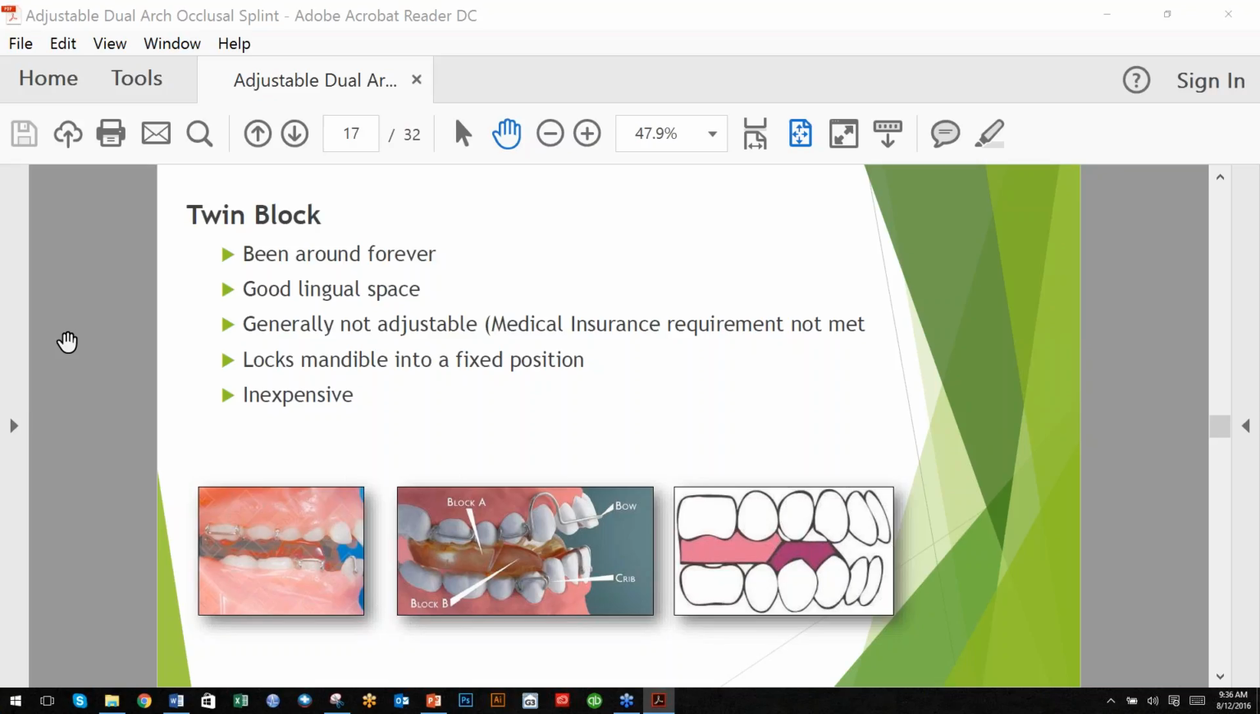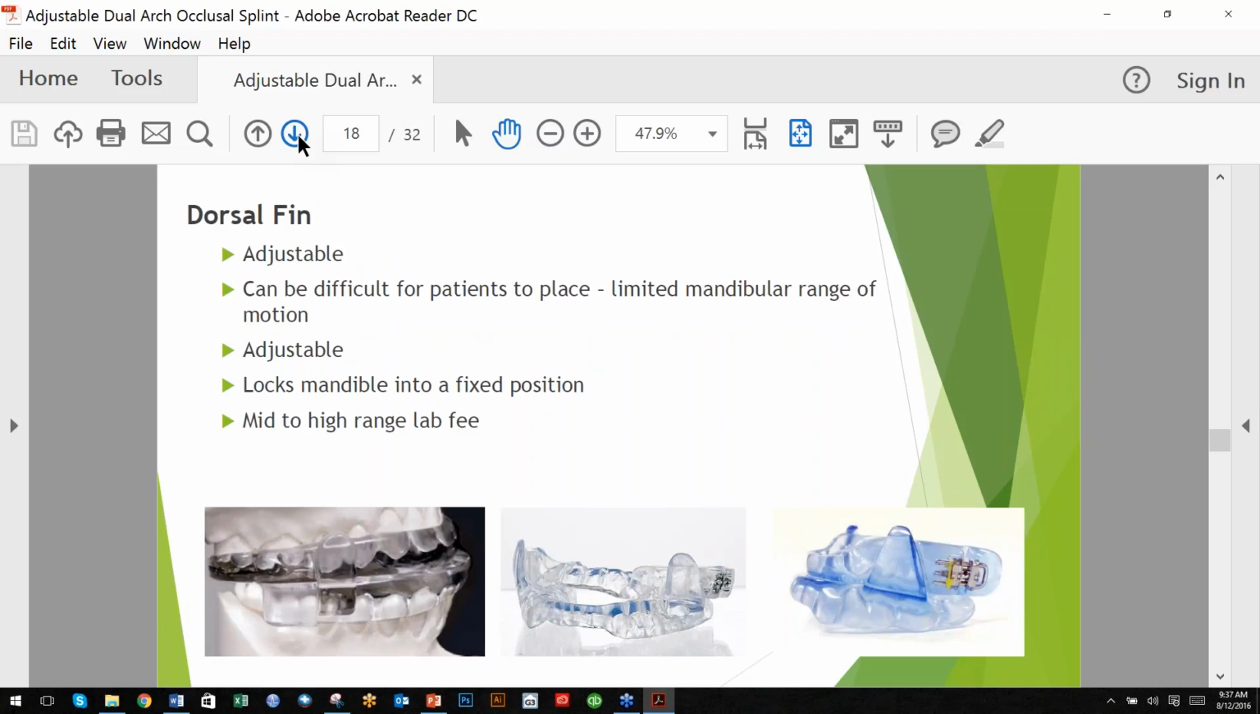An upside is they're inexpensive. Generally, twin blocks are made chairside. If you send them out, even so, they're still on the scale of lab fees. On my presentation, I was going to put dollar signs on this, but I kind of decided against that. But know that the twin blocks are probably one of the least expensive of the appliances to make. And again, twin blocks aren't commonly used to treat sleep apnea.